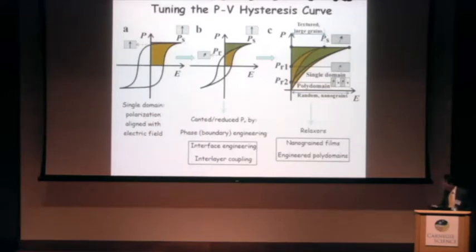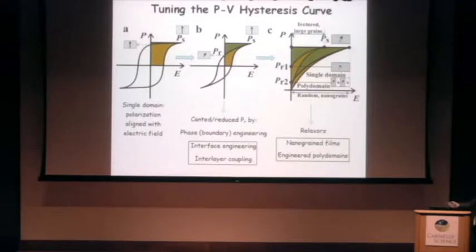Here I'm going to mostly talk about the PV hysteresis. Here is a very classic PV hysteresis. For example, if you have a single domain tetragonal film, your polarization is aligned with the electric field, so there's not too much you can change. Your remnant polarization is about the same, slightly lower than the saturated polarization. So this is very good for memory, as we all know.